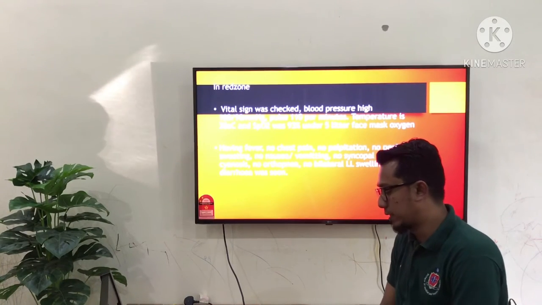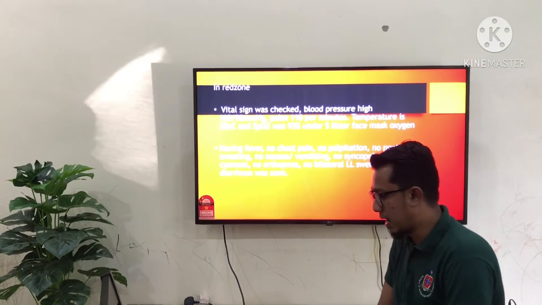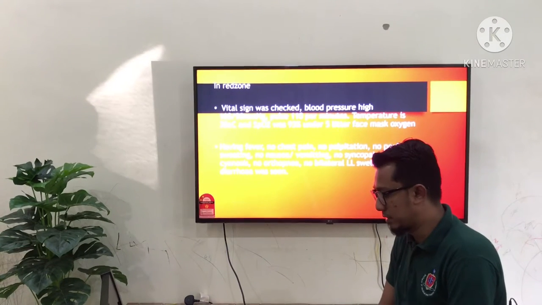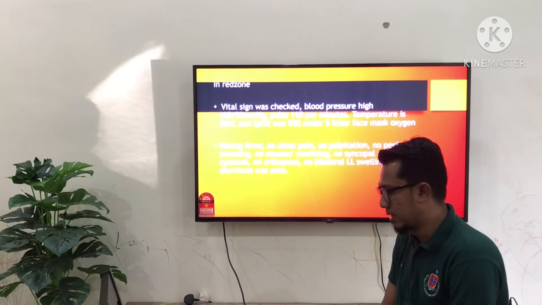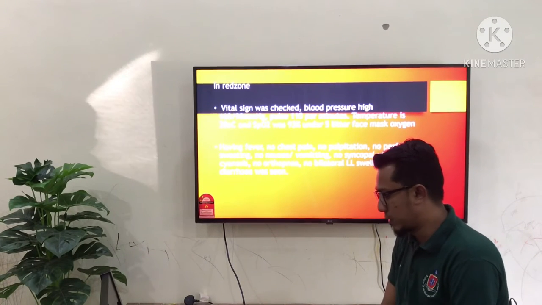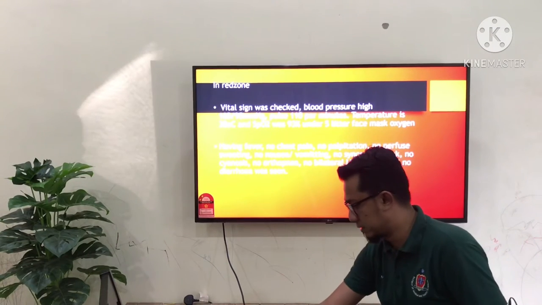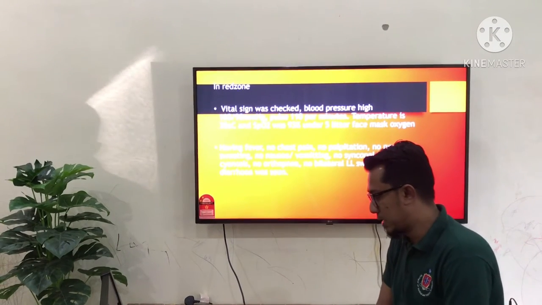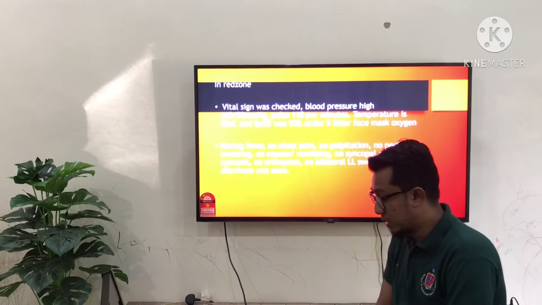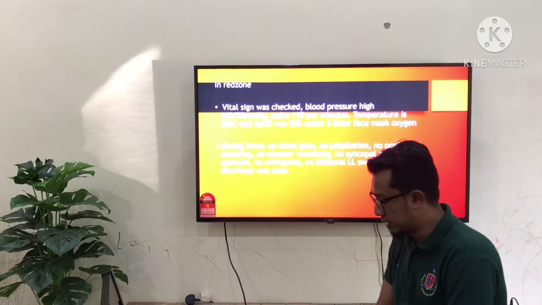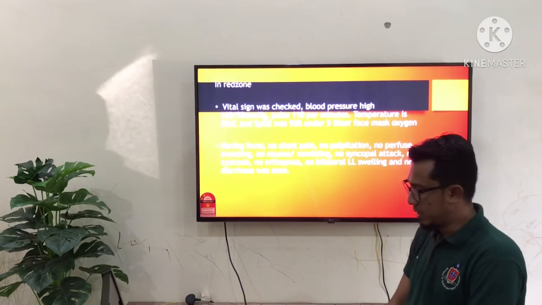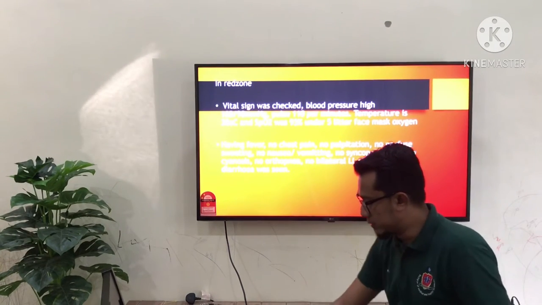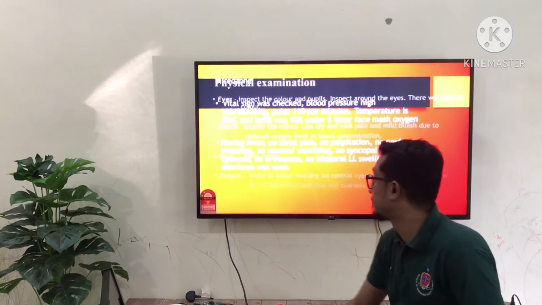Okay, in red zone, vital signs were checked. Blood pressure high, 160 over 90. His pulse is 110 per minute. Temperature is 38, ada demam sikit, and SpO2 was 93% under 5 liter face mask oxygen. Having fever, no chest pain, no palpitation, no profuse sweating, no nausea, vomiting, no syncopal attack, no cyanosis, no orthopnea, no bilateral lower limb swelling and no diarrhea was seen.